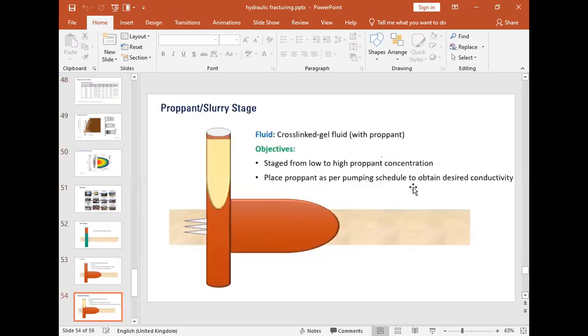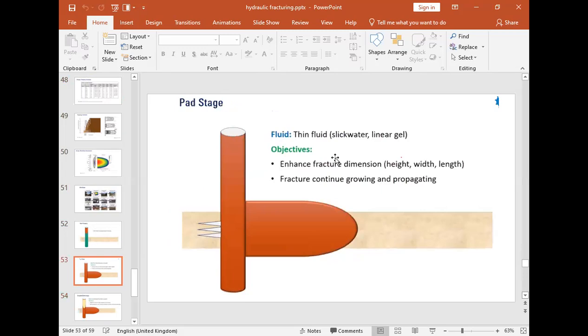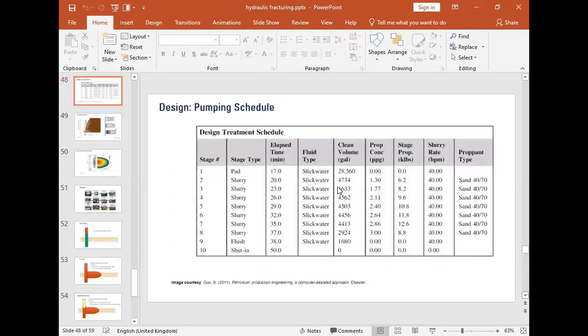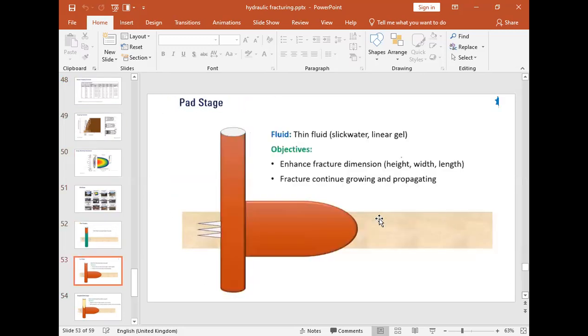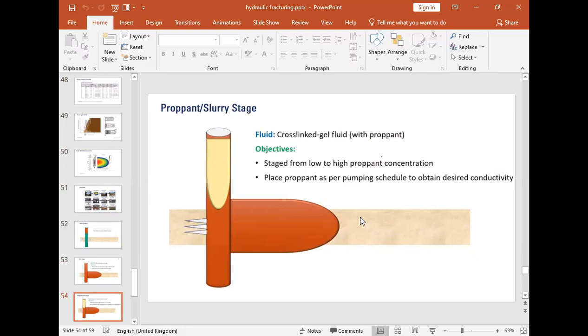After the pad stage, you may now bring in the proppant, the slurry stage, where you now mix the fluid with our proppant. And what is the objective of this stage? Stage from low to high proppant concentration. That means as you move into the job, you are increasing the concentration of the proppant, as we have seen in our schedule. So it is stepwise. Place proppant as per the pumping schedule to obtain desired conductivity.